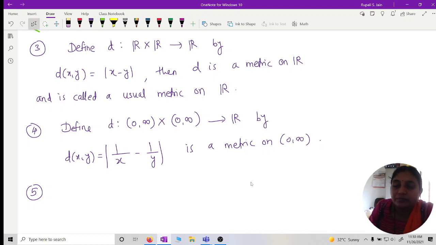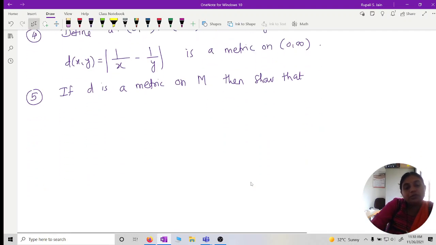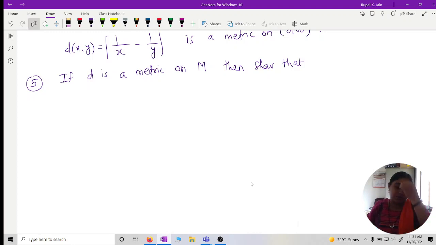Fifth one, if d is a metric on M, then show that... Now if we are having one metric on M, then we can construct another metric using this d. So we will prove that, or you can also easily prove.